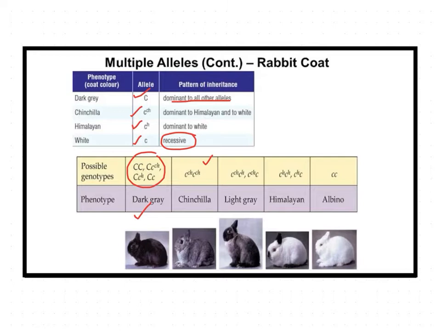Chinchilla can have only one possibility, that is CH. While light gray can have, you can say there are 2 possibilities. One could be chinchilla and Himalayan, and second is chinchilla and the recessive one, that is small c. Himalayan will have 2 possibilities. One, it is having CH, or it is having CH and C. But albino will have only one possibility, that is small c. So we can say here that we can have 5 types of exhibits, 5 types of characteristics, 5 types of phenotypes. हमारे पास 5 तरीके की phenotype है.